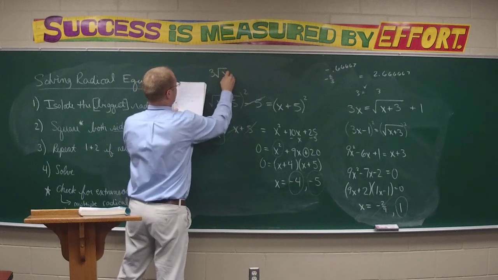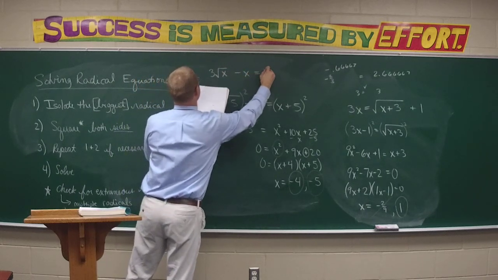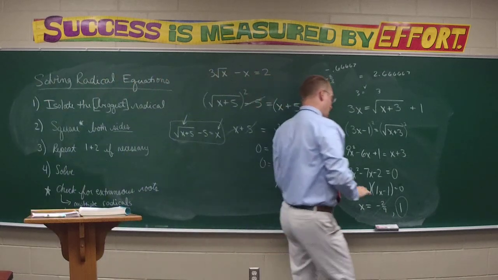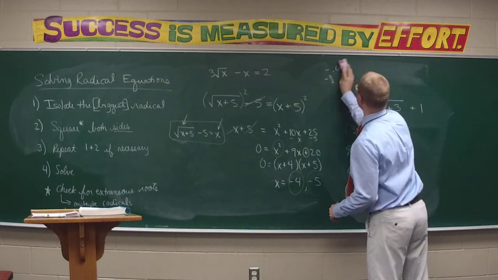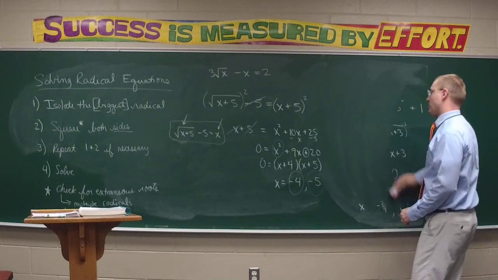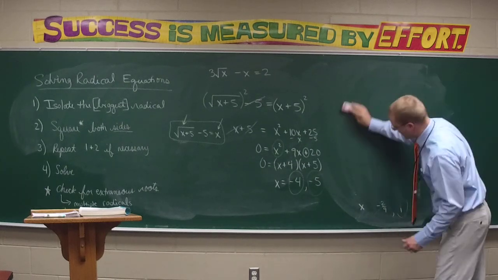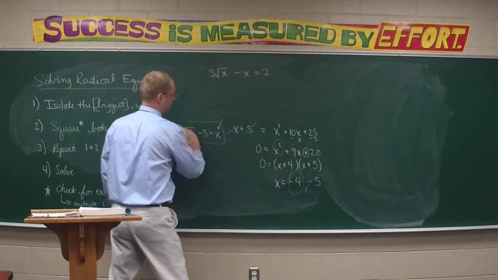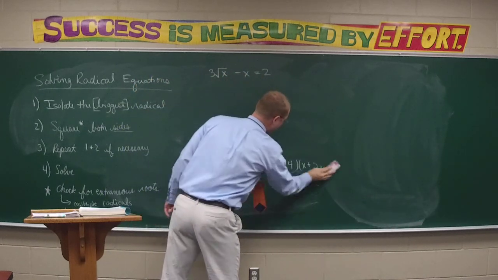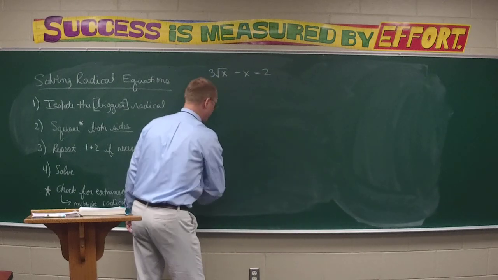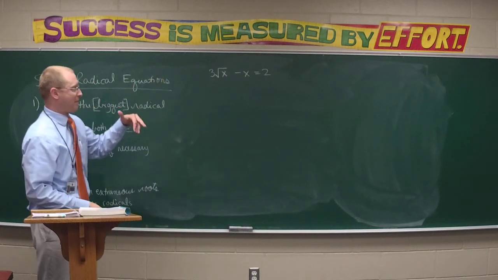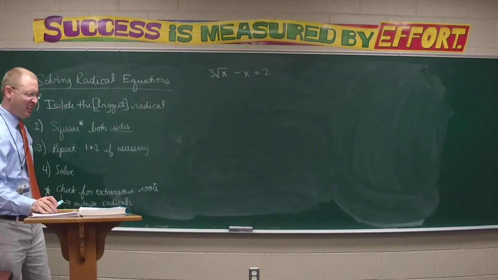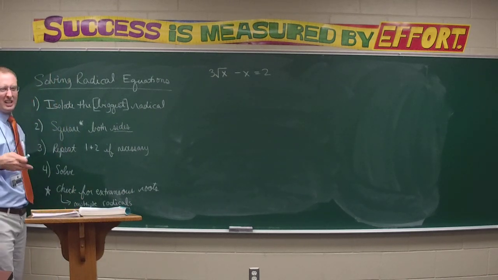3 times the square root of x minus x equals 2. Now here, I am going to deviate slightly from standard procedure. Because normally, class, my first step is to isolate the radical. But if I isolate the radical, we already know what that's going to do, right? We add the x, we divide by 3, and we get x plus 2 over 3. And then we have to square it, and we get this big, ugly, nasty thing.